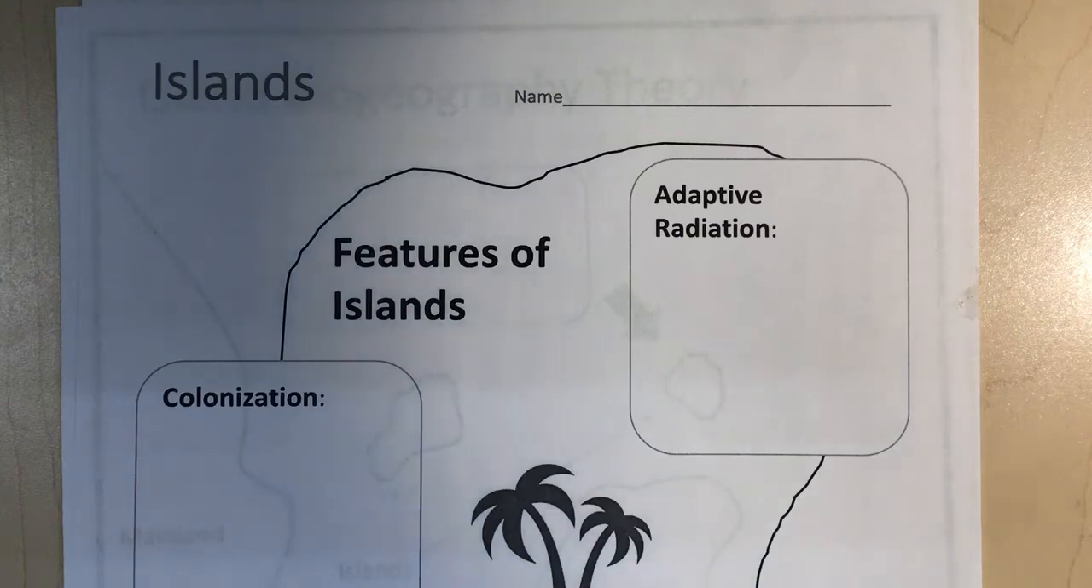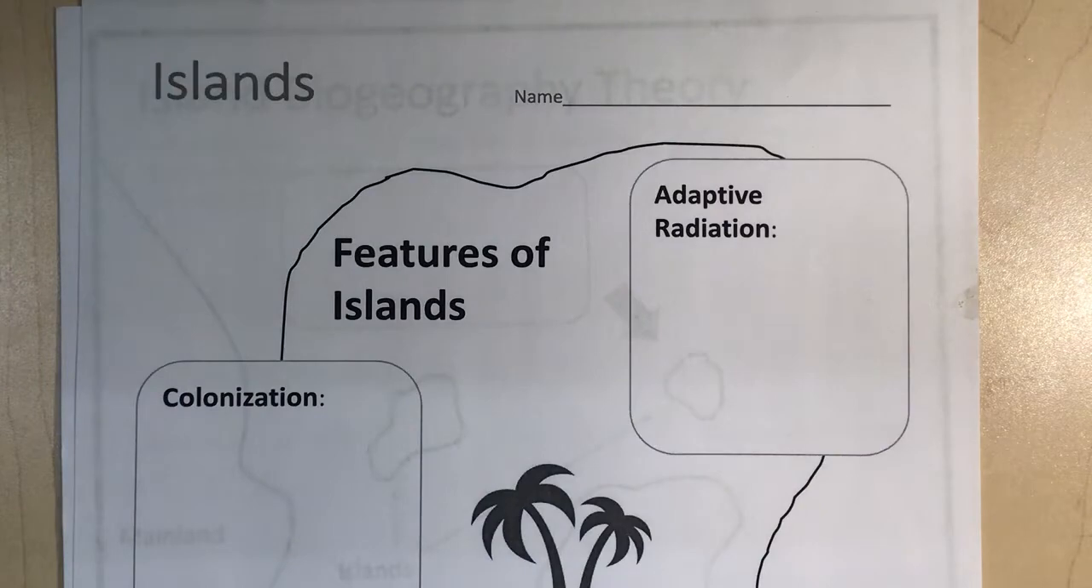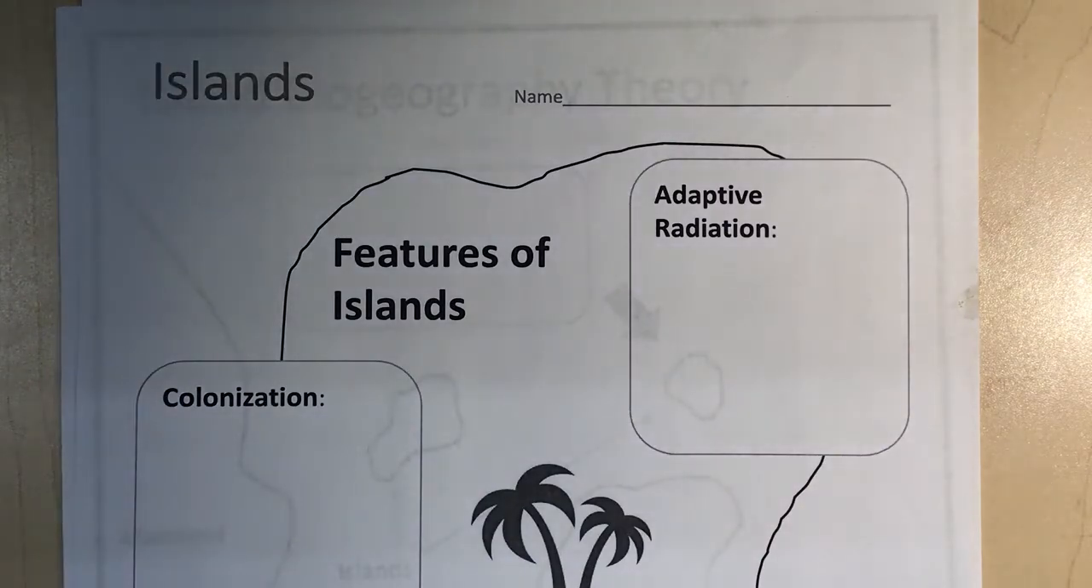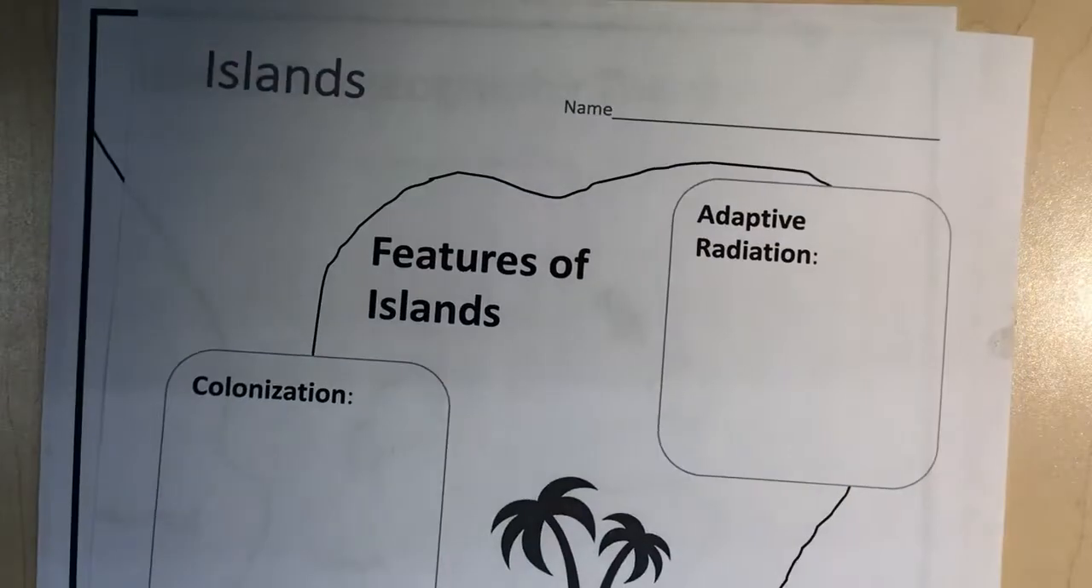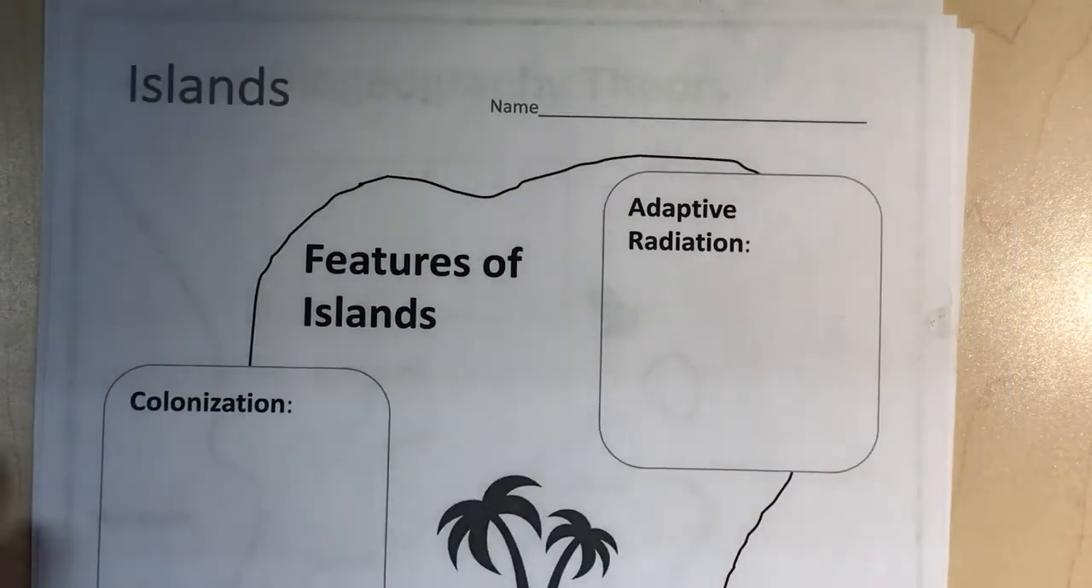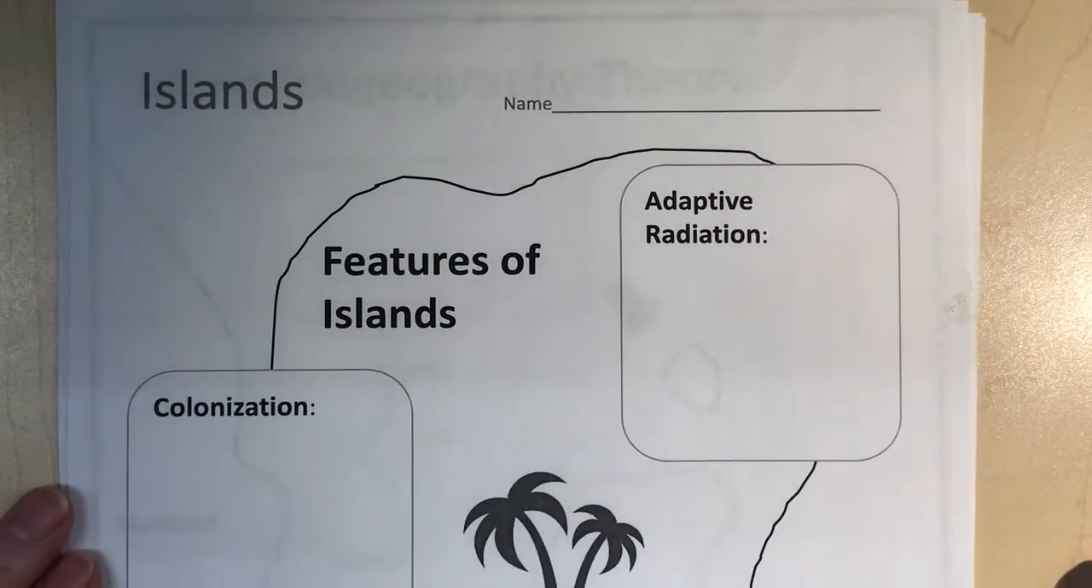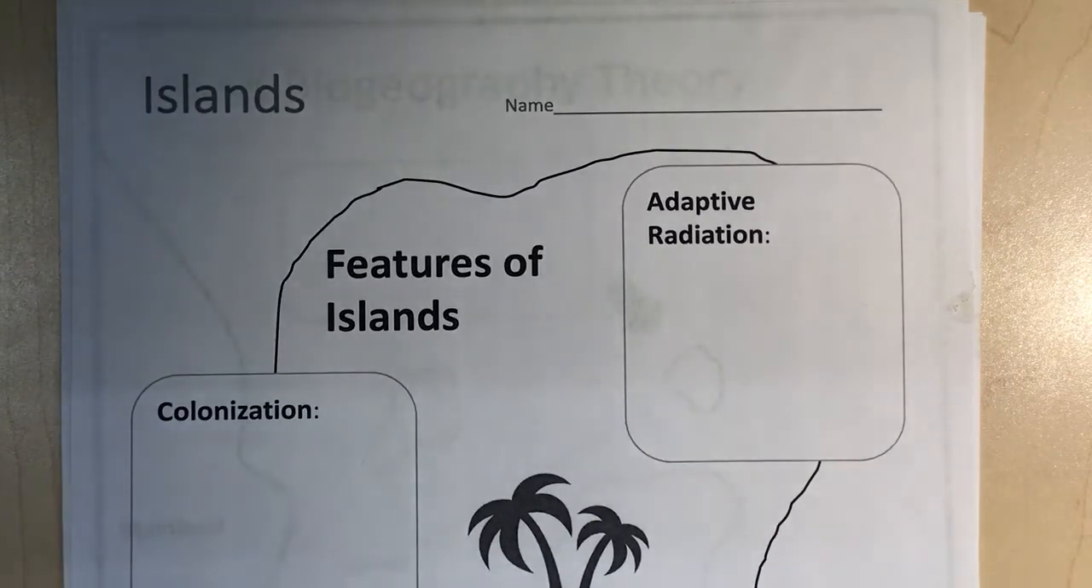Let's talk about islands today. So you have a blank piece of paper that looks like this, and it is 1 and 2 and 3 pages long. Now, our textbook doesn't go into quite enough detail about islands and speciation and adaptations, as well as you need to know for the AP test, so that's why this graphic organizer will be helpful for you.